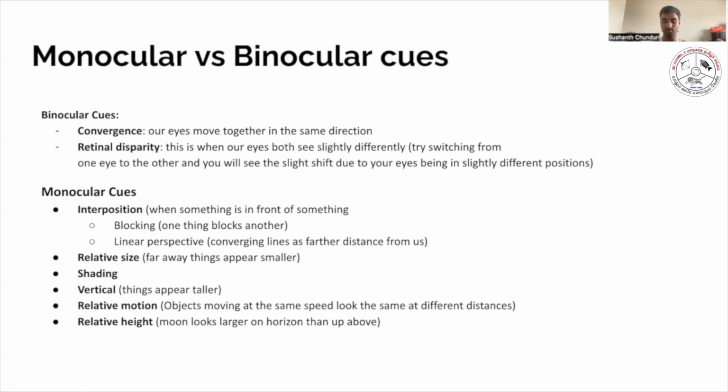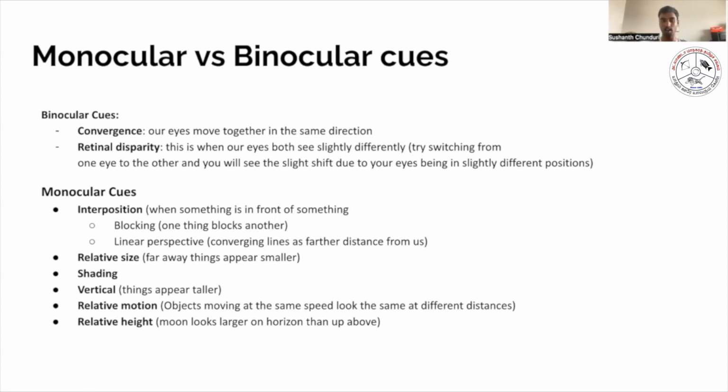Shading is something that, if you've ever seen artists, they can shade stuff. That happens in real life too, but shading is just different colors that you can perceive. That's something you can perceive with one eye. Monocular cues, remember, are things you can perceive with one eye. Binocular cues require both eyes. Vertical cues are essentially things that are taller appear taller. That's all it is. We can perceive that.